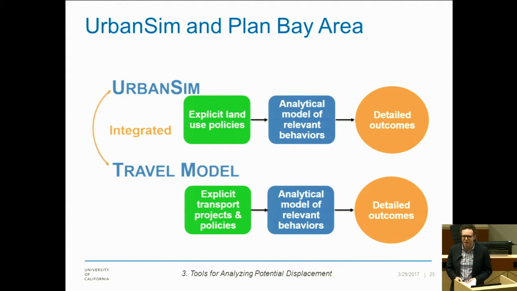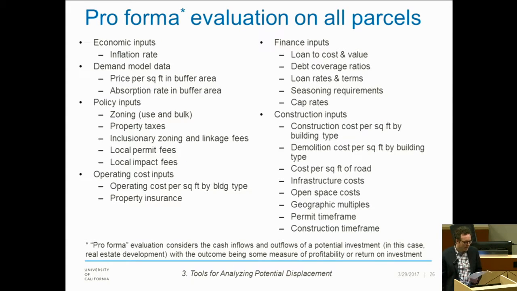Operationally, a land use forecasting model like UrbanSim is paired with a travel demand model so that land use changes will feed into the travel behavior changes and infrastructure improvements will feed back into the land use forecasts. This slide is just an example of the inputs that go into one of the more complicated components of UrbanSim, which is the real estate development projections.